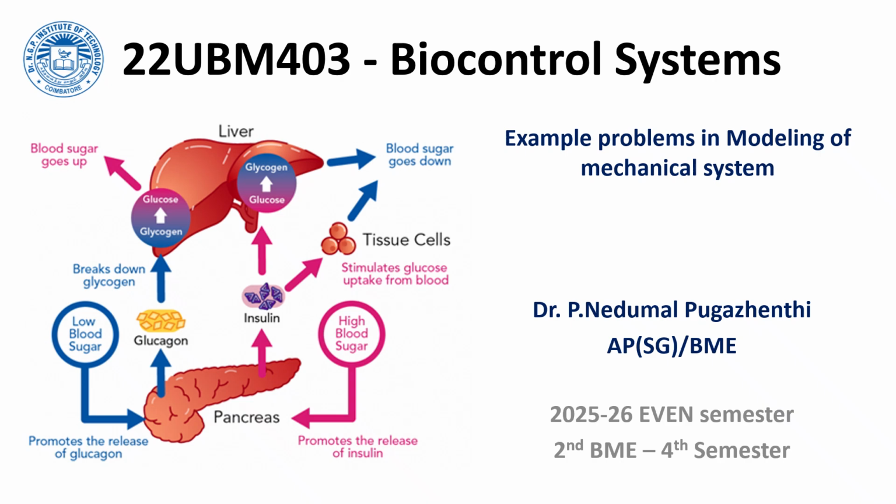Welcome to the lecture of the course Biocontrol Systems. This lecture focuses on example problems in modeling of mechanical systems. In the previous lecture, we have seen how to model a mechanical system. We will try to take an example and derive the transfer function for a given mechanical translational system.